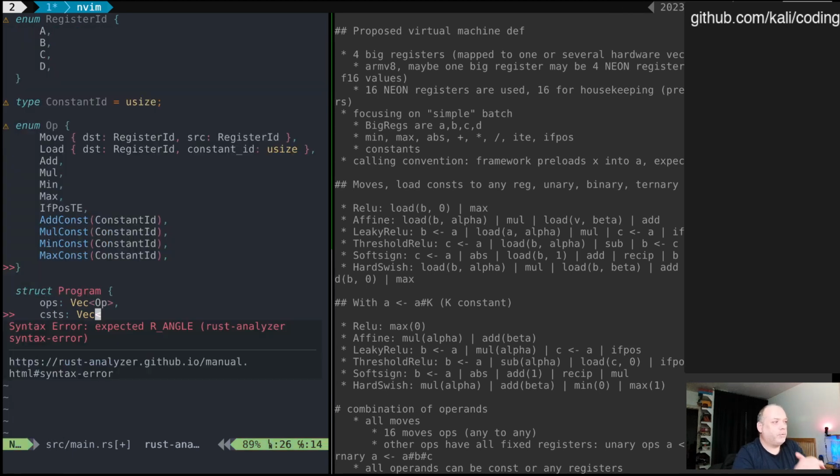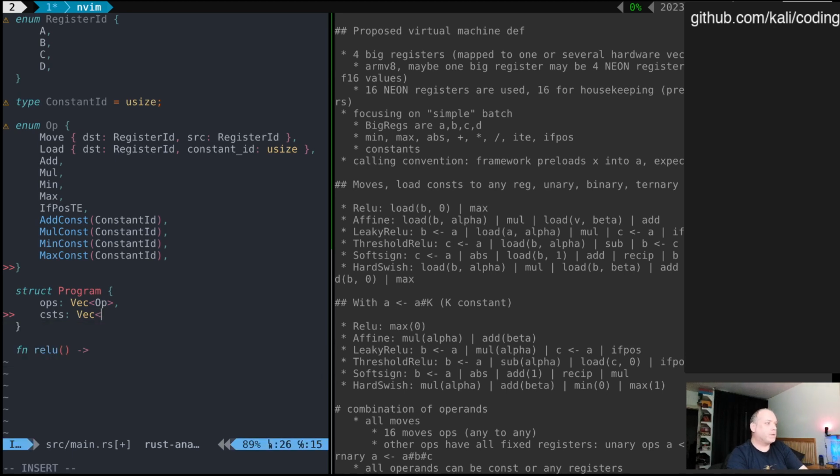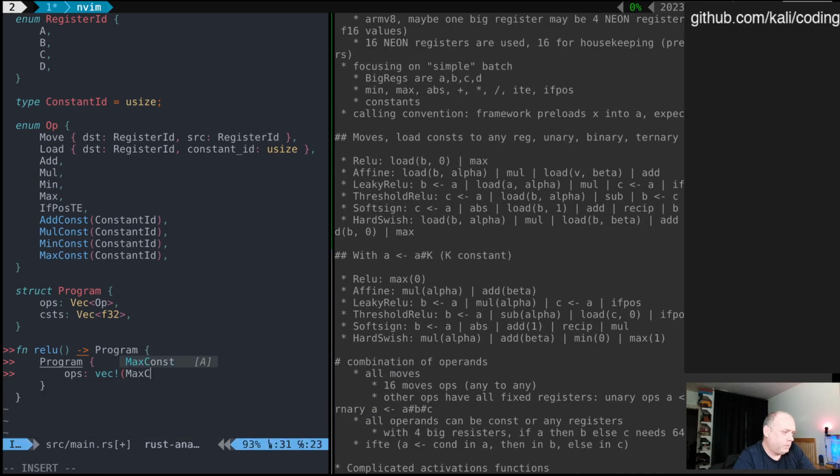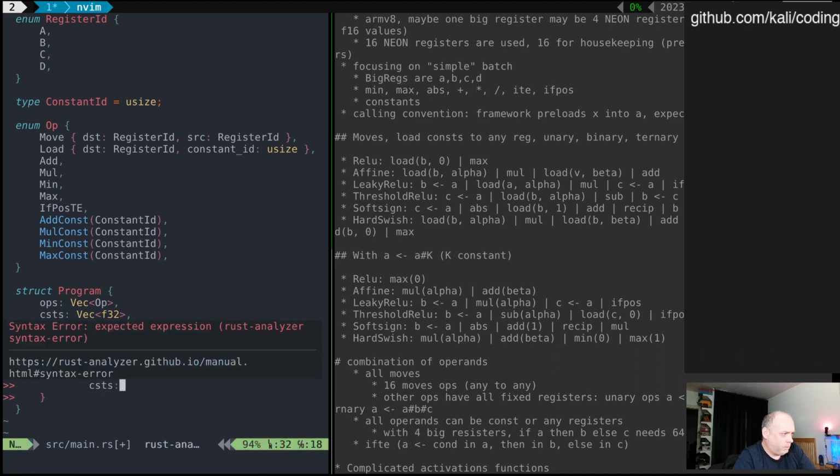Vector of vector of what? Okay, let's consider that we are working with F32 for now. So Relu will build our program, and it will be made of ops. It's going to be max const, and we say that 0 will contain 0. And it's op. Okay, this one is pretty easy. Consts is an empty vector.